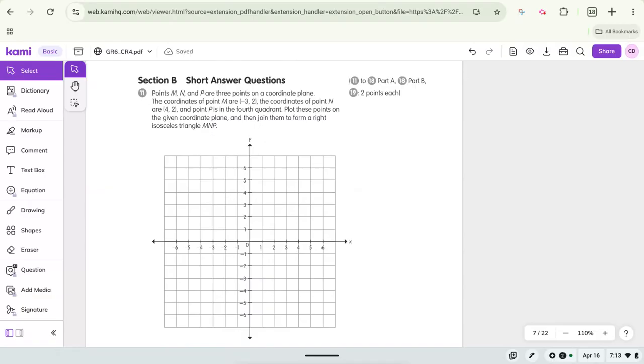Number 11. Points M, N, and P are 3 points on a coordinate plane. The coordinates of point M are -3, 2. The coordinates of point N are 4, 2. And point P is in the 4th quadrant. Plot these points on the given coordinate plane and then join them to form a right isosceles triangle MNP.